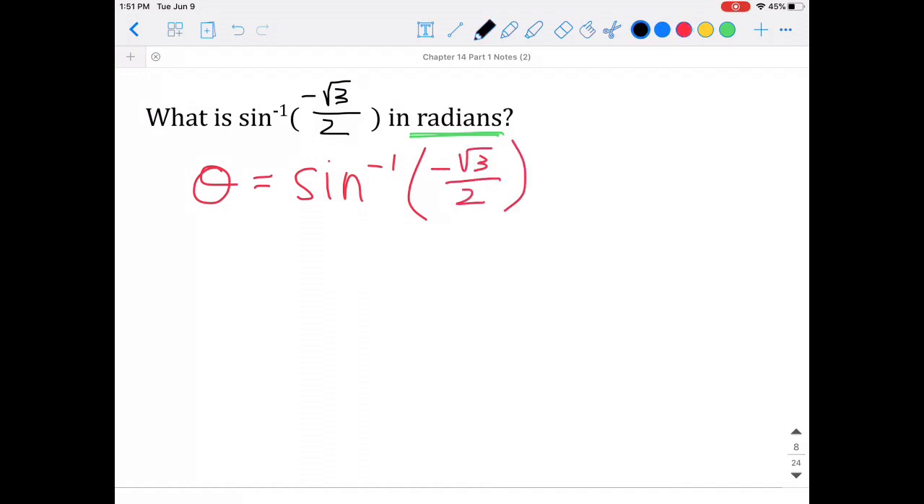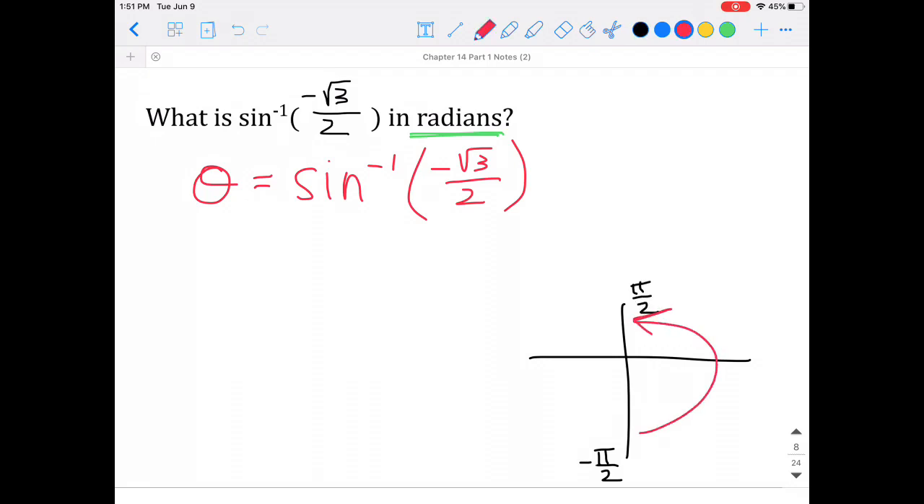So thinking about our coordinates, for sine, our domain is from negative pi over 2 to pi over 2. So we're only talking about quadrants 1 and 4 in this case. In quadrant 1, sine is positive. In quadrant 4, sine is negative. So we have all the positive and negative y values that we need to figure out our theta.